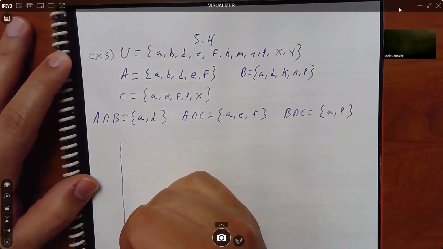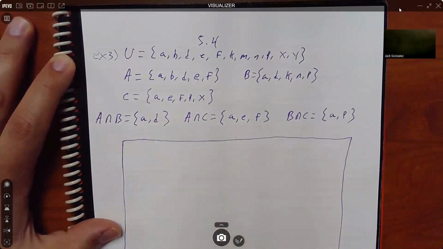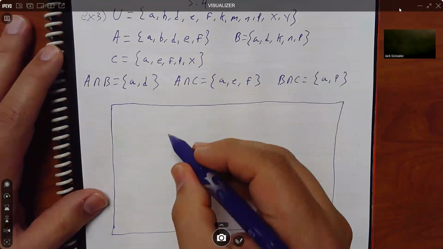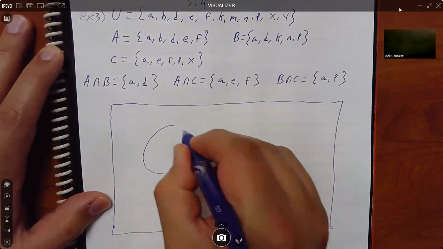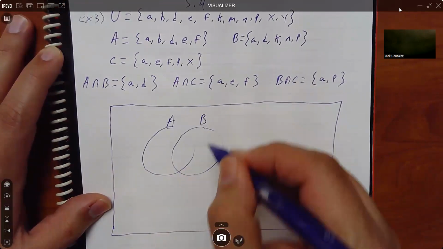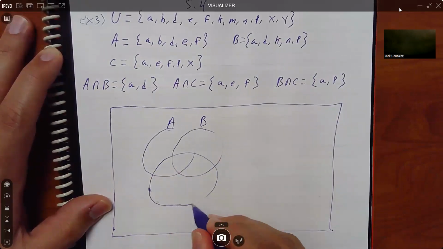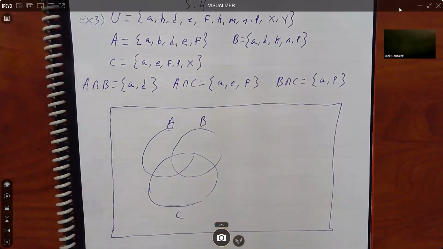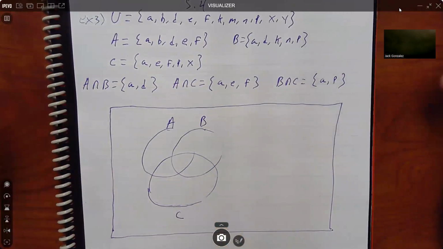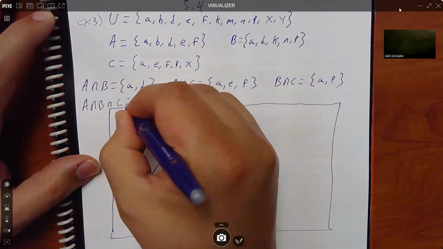Make our big box here for the universe U. Probably too big, but it's fine. So one circle for A, another circle for B, one more circle for C. All right, so let's do the intersections first. Oh, we should do one for all three. Forgot about that. A intersect B intersect C, because we have to see what goes right in the middle.